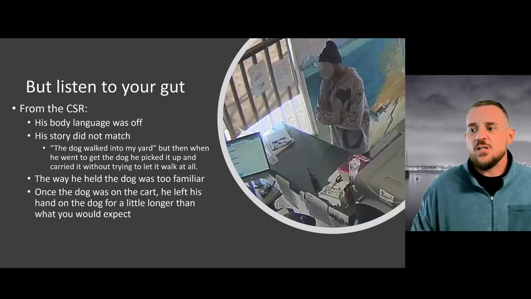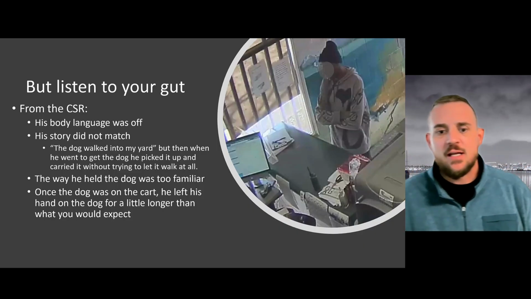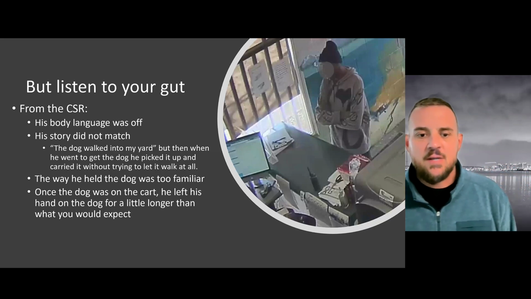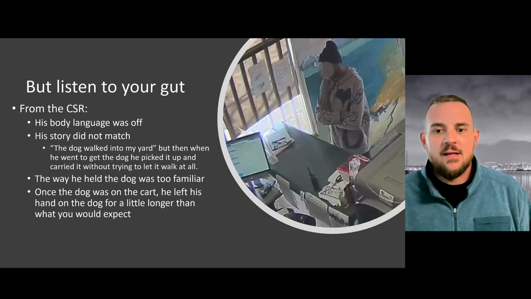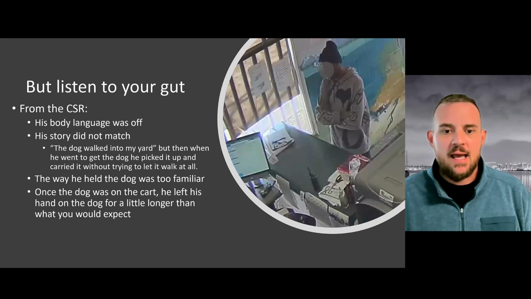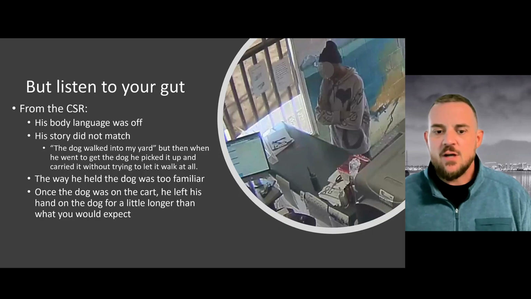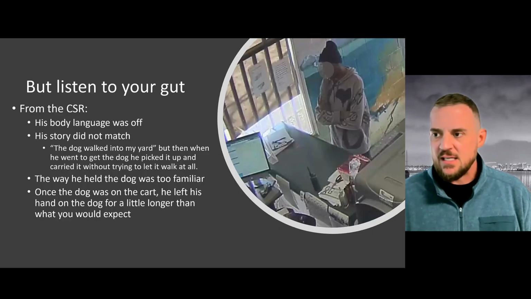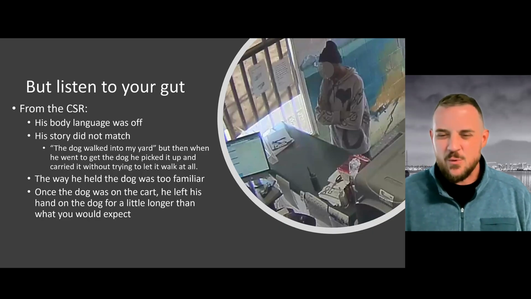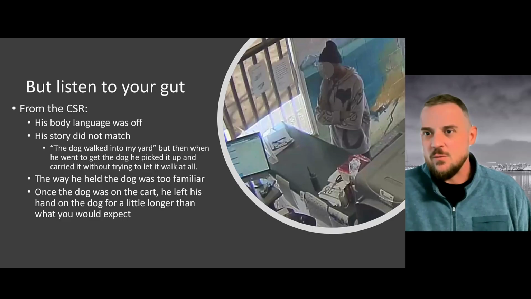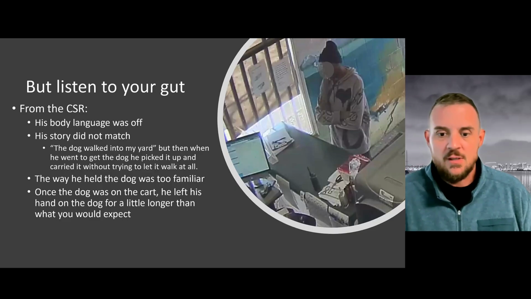So this was a situation with a really skinny dog. I'll show you the dog's picture next. And when the CSR at the time came to me, she said, hey, I've got this intake that I'm doing, and his story just didn't match up for me. He told me that the dog walked into his yard, but when he went to go get the dog, he just picked it up and carried it in. He didn't let it walk at all. And that seemed weird to me because he said it walked into his yard. Why wouldn't you think it would walk into the shelter?